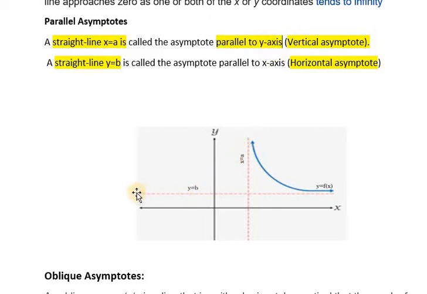And similarly, we have the y is equal to b line, that is the horizontal asymptote. See, y is equal to b is also a tangent to the curve y is equal to f of x at infinity. Extend this curve y is equal to f of x to infinity. It never ever touches the line y is equal to b. So y is equal to b is called an asymptote parallel to x-axis.